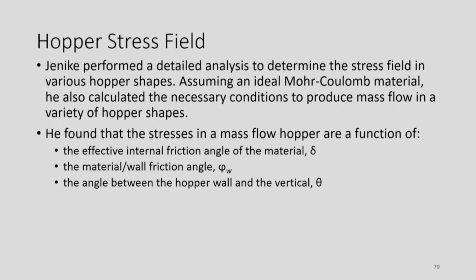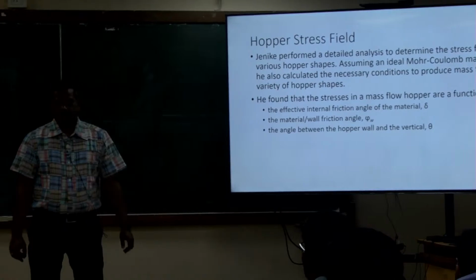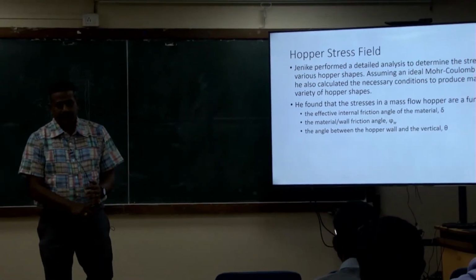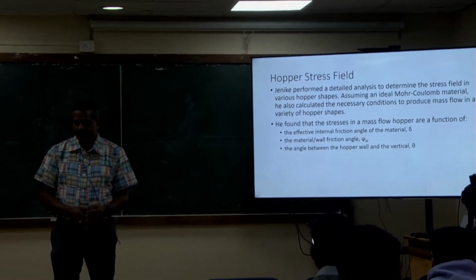Again, for the stresses in the mass flow hopper, he ideally used a mass flow hopper. If you construct a funnel flow hopper, it's beyond the region of mass flow, right? Then the powder flow will not be uniform, so ideally use the mass flow hopper. It depends on the angle of internal friction, the wall friction angle that we measure using the wall material, and the angle between the hopper wall and the vertical, that's the hopper half angle, or hopper angle, okay?